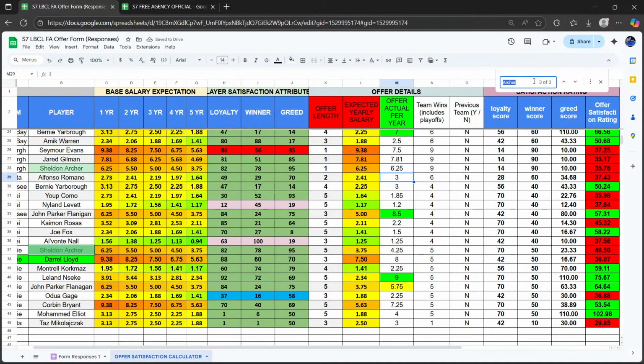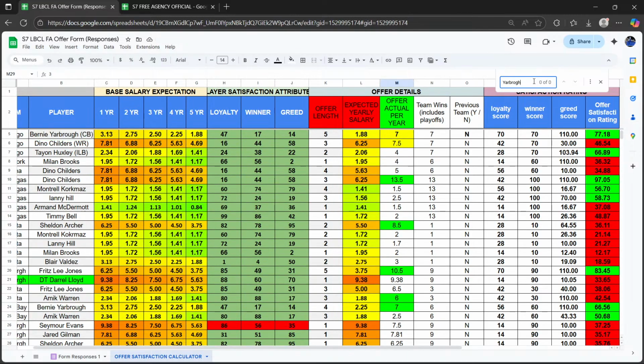Bernie Yarborough, I'm pretty sure that is a Chicago hire in the end. Yeah, I think we already went over that.